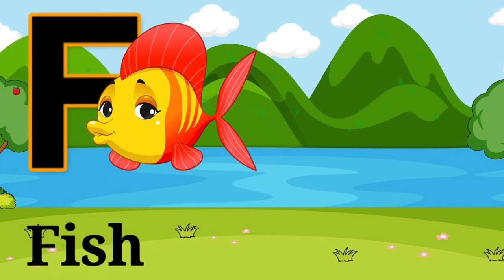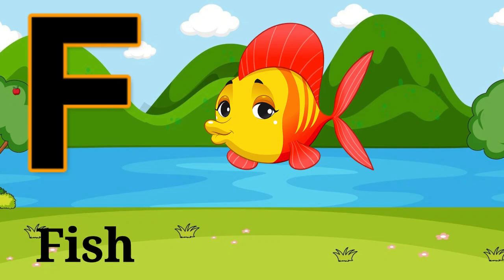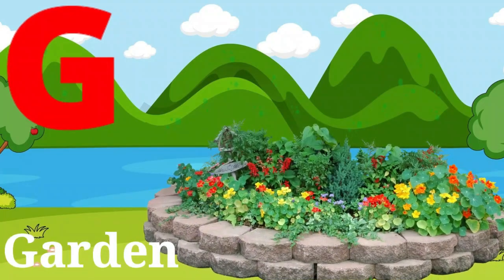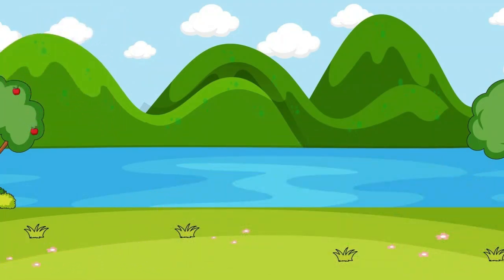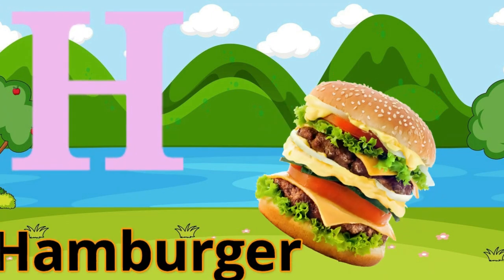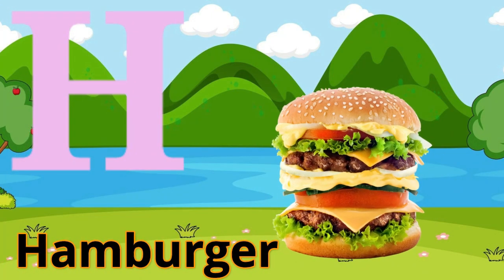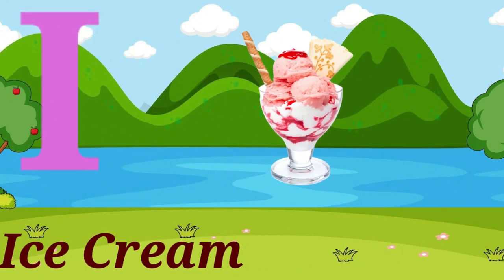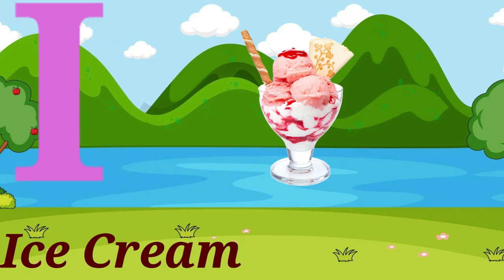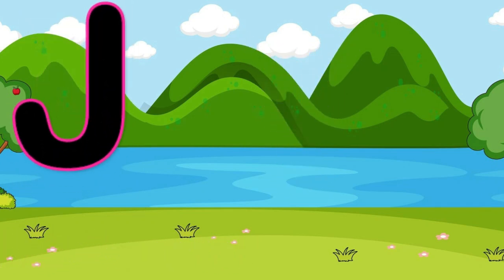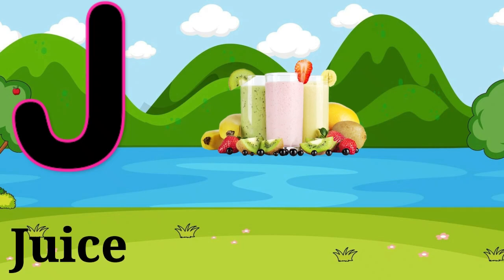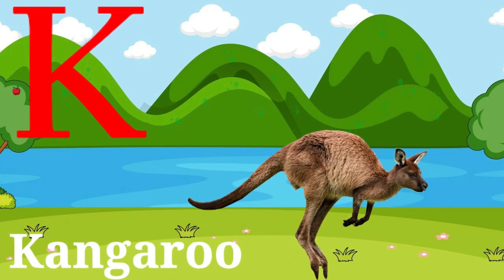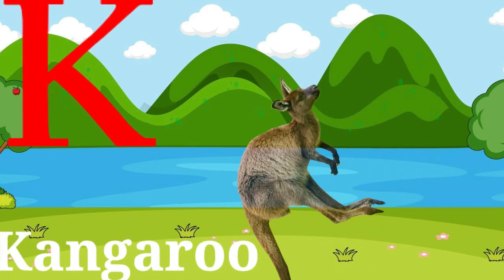F for fish. G for garden. H for hamburger. I for ice cream. J for juice. K for kangaroo.